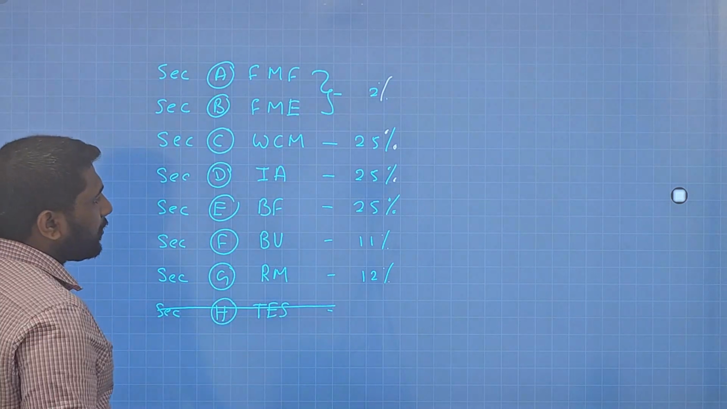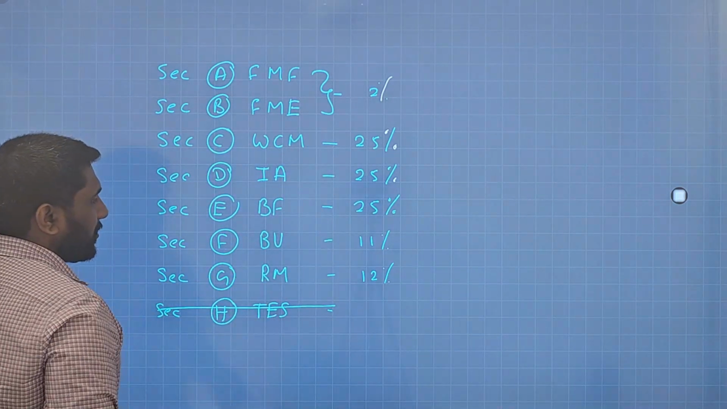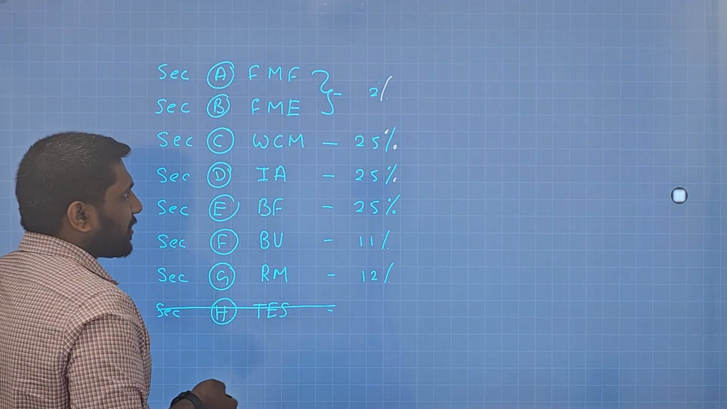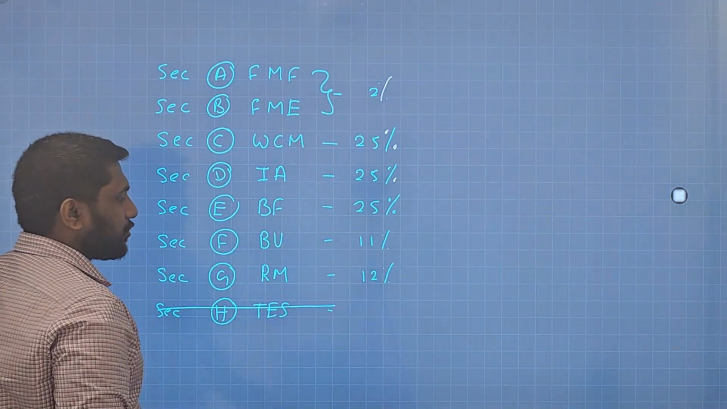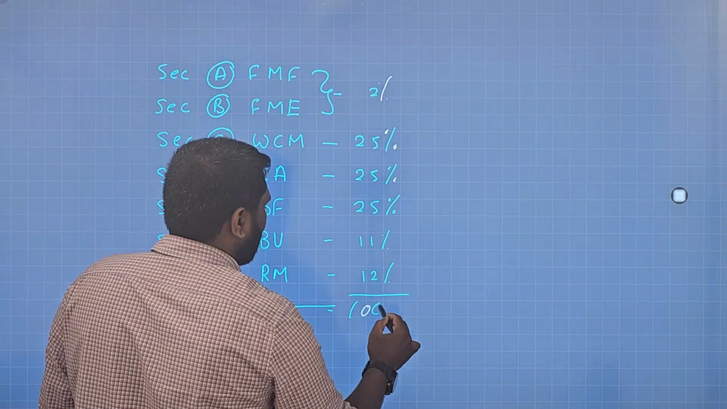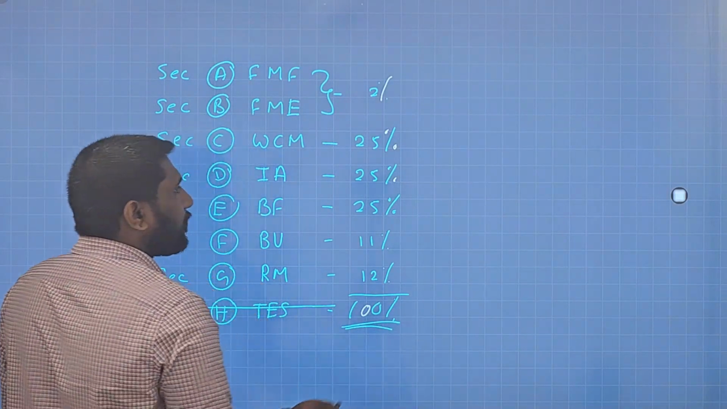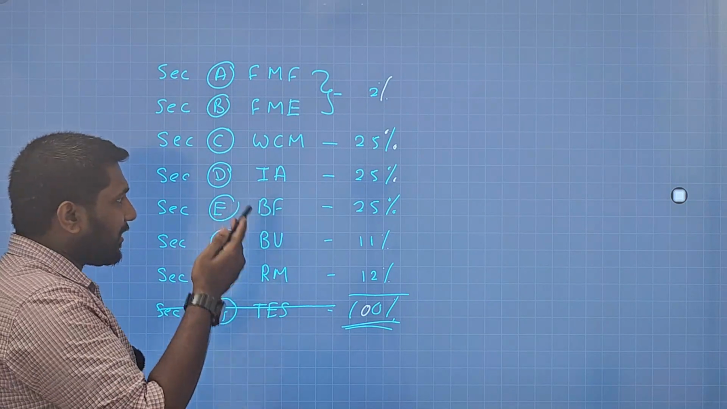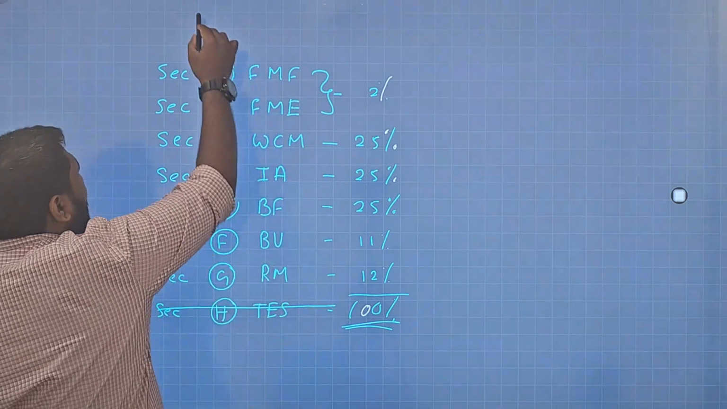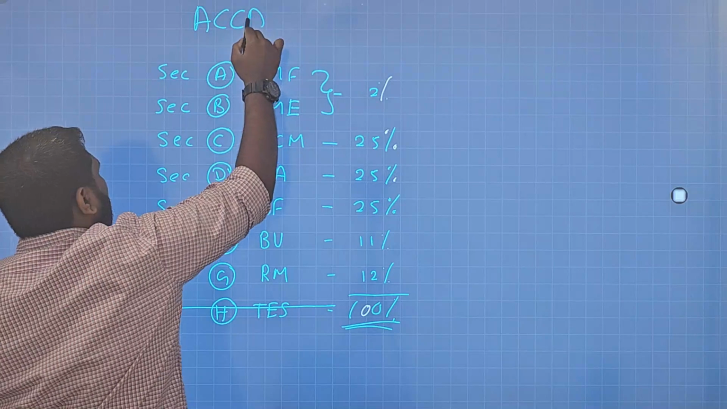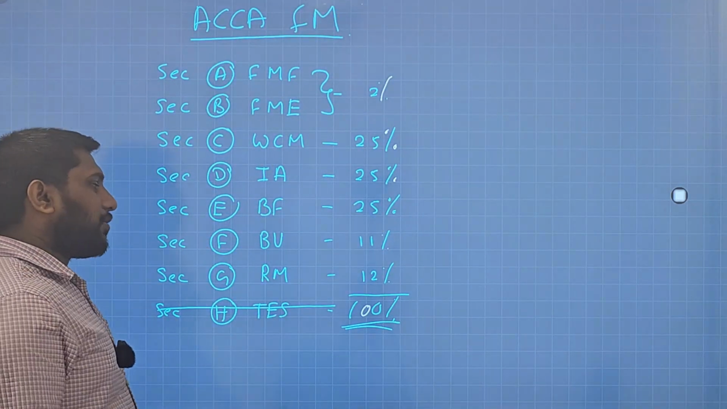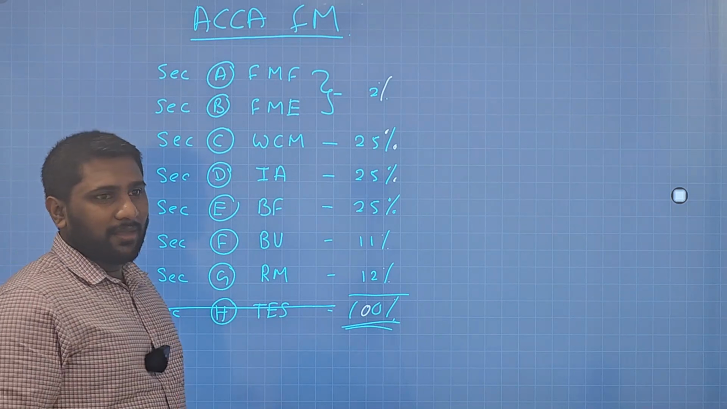Then if you take a total over here, 75%, and here you have 23%, that means 98% plus 2%, it is 100% of your syllabus. So this is how I would like to give the percentage or the weight for the different sections for the ACCA Financial Management subject. So I hope you got some kind of understanding about the weightages.